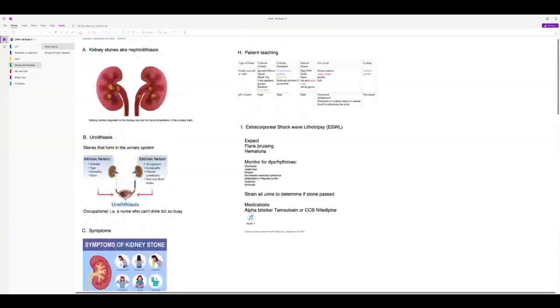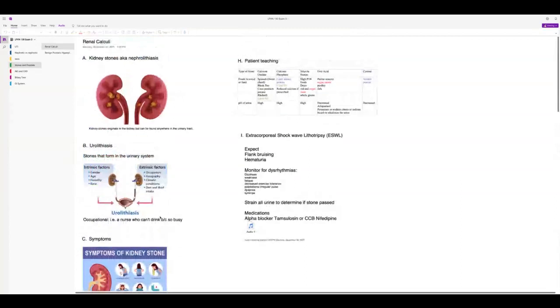But the main thing with renal calculi, especially with calcium oxalate, is you have to tell them to avoid all these foods like spinach, black tea, chocolate, rhubarb, pecan. So you have to know that. That's important. And they can go for shockwave therapy.